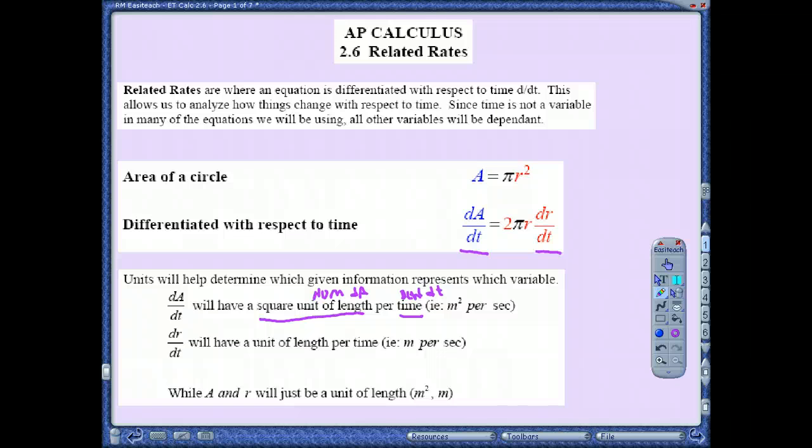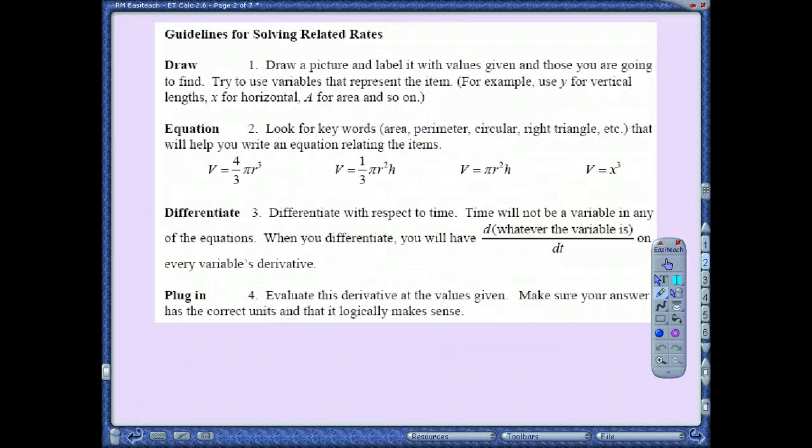You're going to look for those units to help you figure out, is this the change or is this the actual area? Likewise, dr over dt, you're going to have a unit of length per time because it's radius, so you may have just meters per second or feet per minute. Okay, so let those units help you figure out which item you're going to plug in.